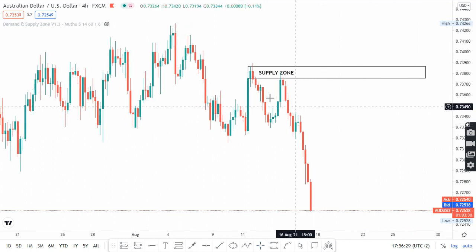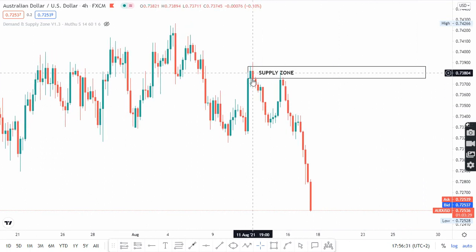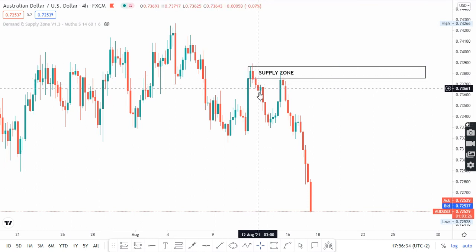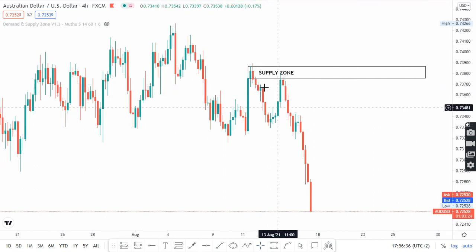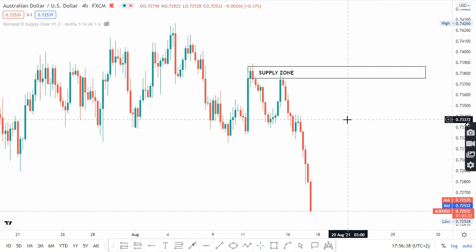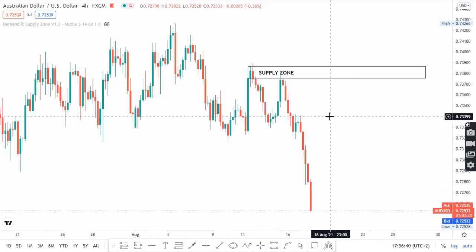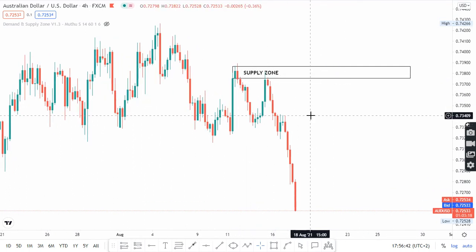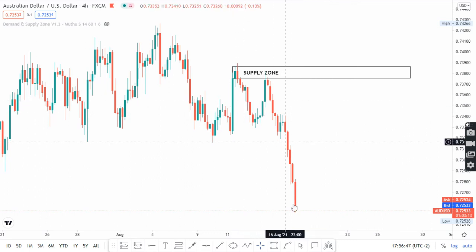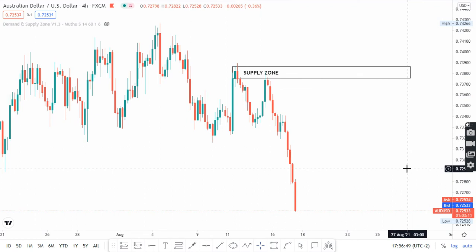So how did price move away from this level? It moved away from this level with candles that were not very big, but they were enough. So we had like 1, 2, 3. To be fair, I can probably give this one a 1, because we didn't really have big candles like these ones here. So let's say we give it a 1.